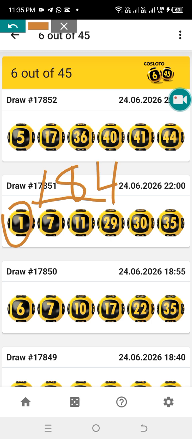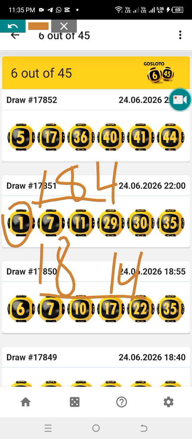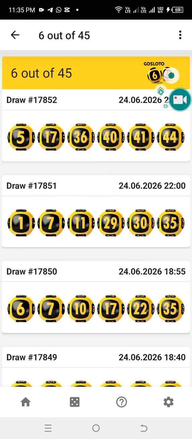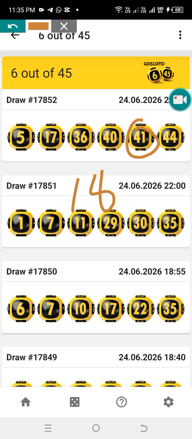But 18 and 14 were the main numbers, 14 and 18. So if these numbers were not used, you just move them to the next row. That's why 14 came here as a 41. Then 18 was replaced by 36 because they are the couple numbers which move together. They are also multiplying of each other.